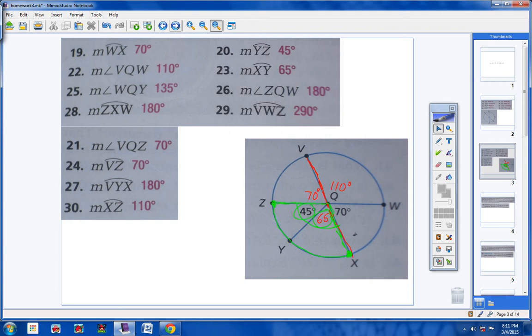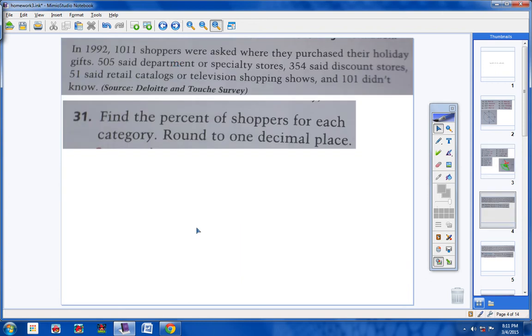All right, moving on to number 31 and 32. In 1992, 1,011 shoppers were asked where they purchased their holiday gifts from. All right, let me pause here and reach over and get my calculator. All right, there we go. 1,011 shoppers were asked where they did their holiday shopping. 505 said they went to a department or specialty store. So that's 505 out of 1,011 went to department stores.